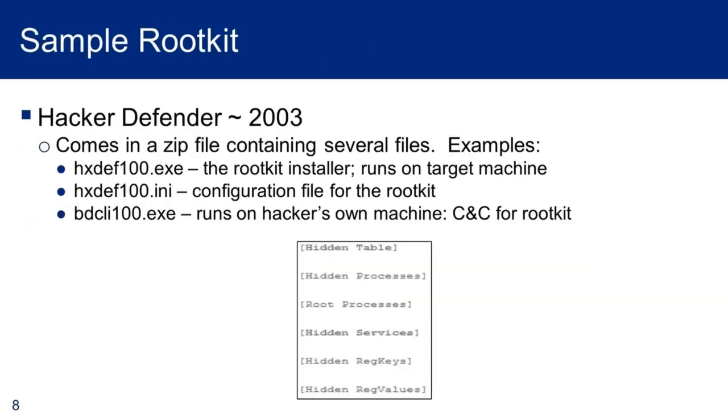In about 2003, a rootkit called Hacker Defender became available for download. It was sort of a cookbook approach to creating a rootkit. It came with an installer, which had to run on the target machine, a command and control server, and a configuration file. The user just needed to enter into the configuration file what needed to be hidden. Some of the options were tables, processes, services, and registry information. It was found in the wild for 10 years or so, but the threat has since been mitigated.